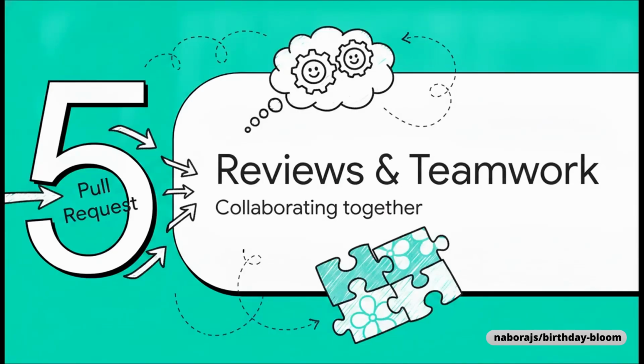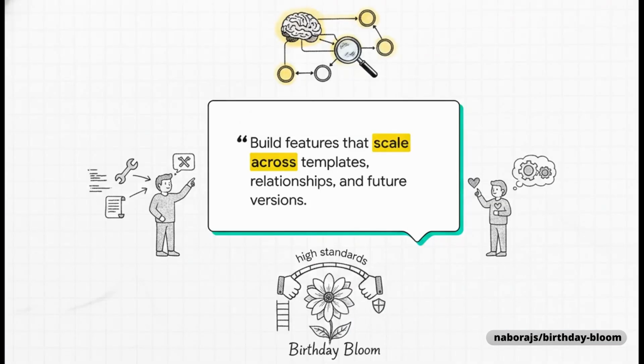Almost there. Section 5, Reviews and Teamwork. This is all about collaborating together. Now, what's really interesting here is the guiding principle for reviews. Build features that scale across templates, relationships, and future versions. When maintainers look at your pull request, they're checking to ensure your code scales across the whole platform, not just your specific individual use case.